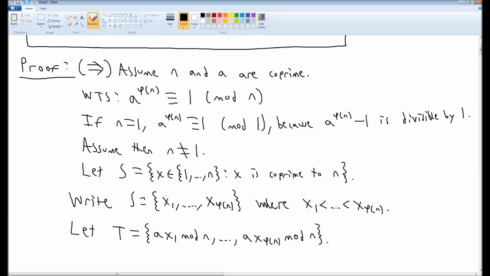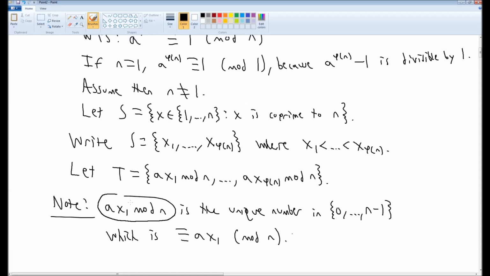The set obtained by taking each of these, multiplying it by A, and then whatever number you get for that, reducing the result modulo n. By the way, notice this mod n doesn't have parentheses around it, unlike this kind. That's because they're two slightly different concepts.